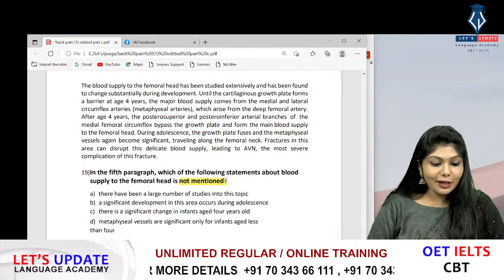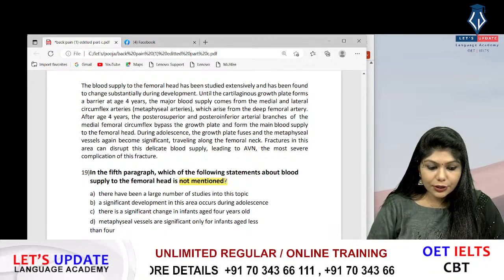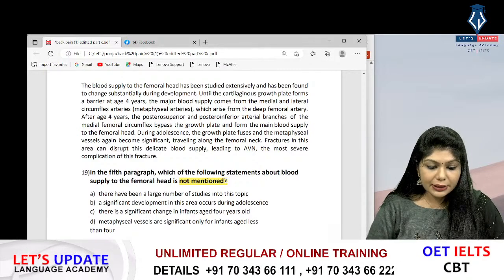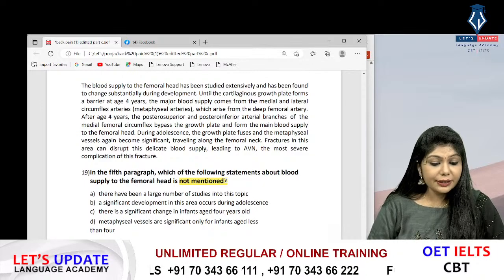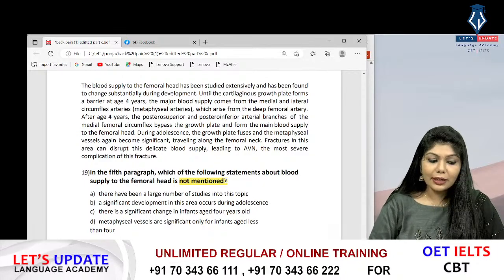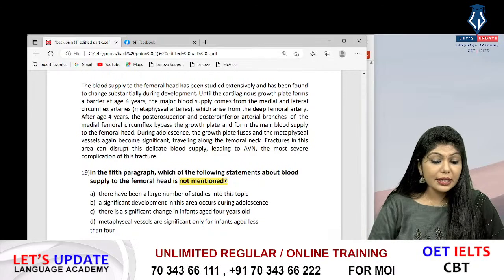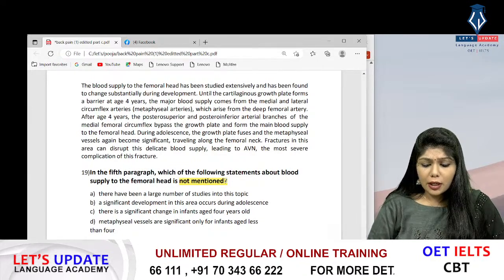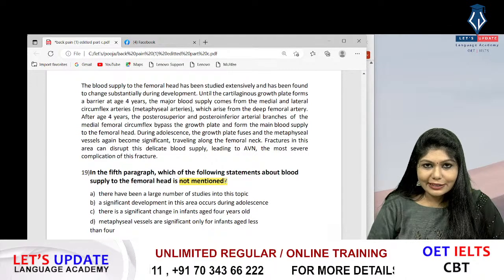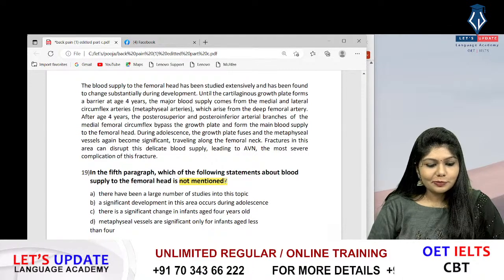Okay, so the question was, what is not mentioned? Options are: A, there have been a large number of studies into this topic. B, a significant development in this area occurs during adolescence. C, there is a significant change in infants aged 4 years. And option D, metaphyseal vessels are significant only for infants aged less than 4. Okay, so what do you think is the correct answer?